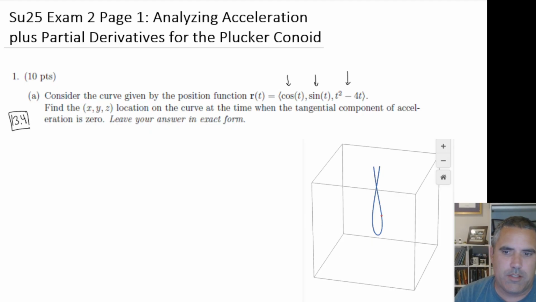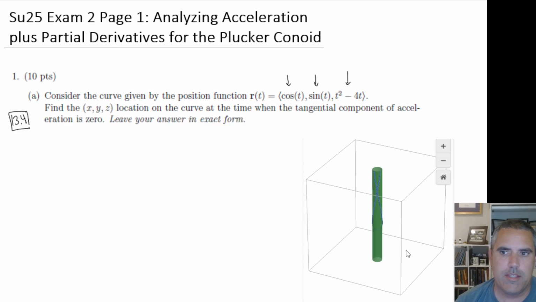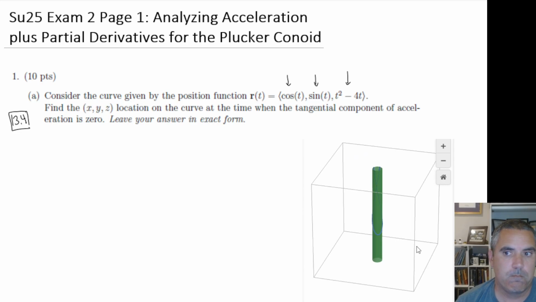Now, hopefully you've learned at this point, you could even visualize it a little bit. Like you could eliminate the parameter. You could say x squared plus y squared is 1. And that gives you this cylinder. So every point is on this cylinder. Those are ways that we've learned to analyze it a little bit. Okay, that's a side topic.